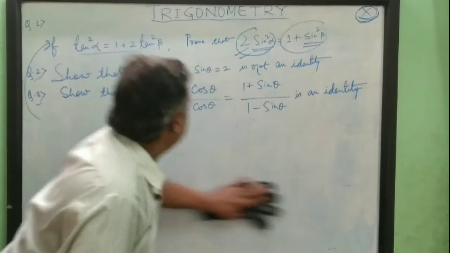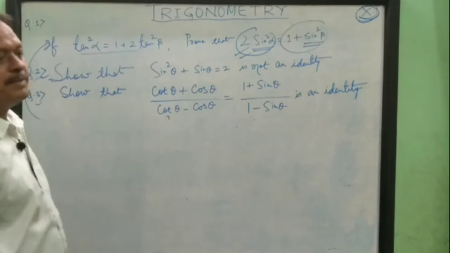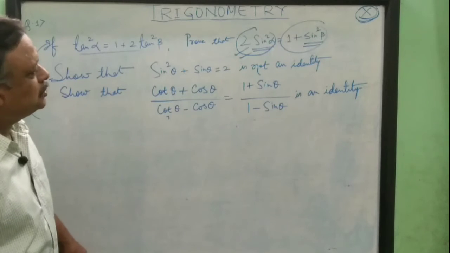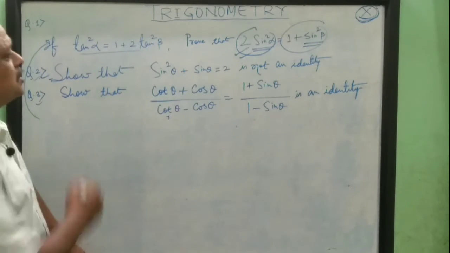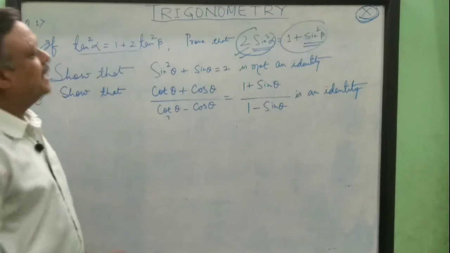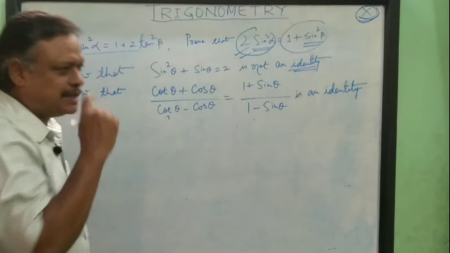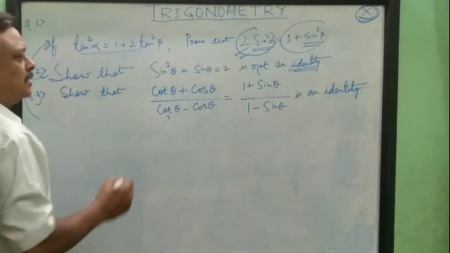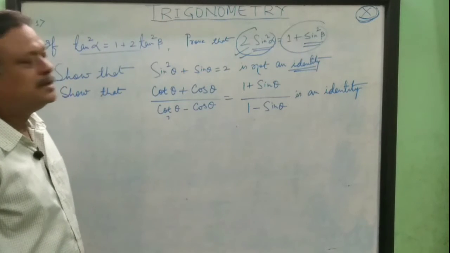Next question we have: show that sin square theta plus sin theta is equal to 2 is not an identity. Before doing this question, I want to tell you about identity. I think all of you know it. Already you have done algebraic identity in class 8.